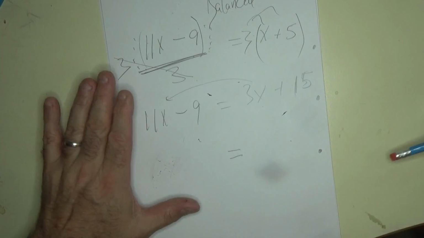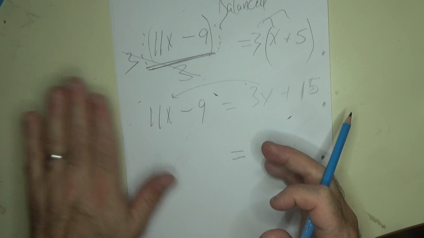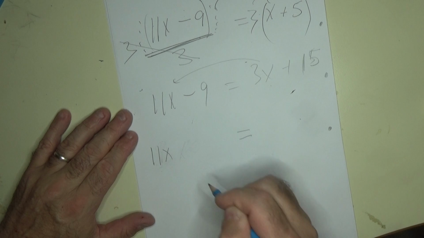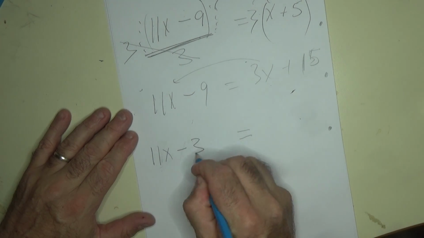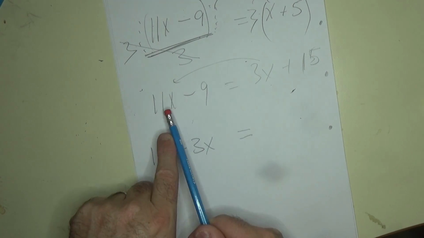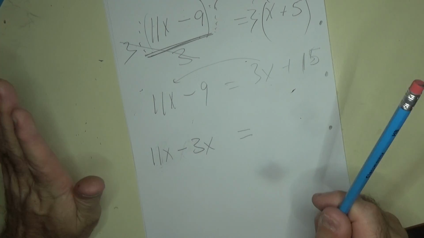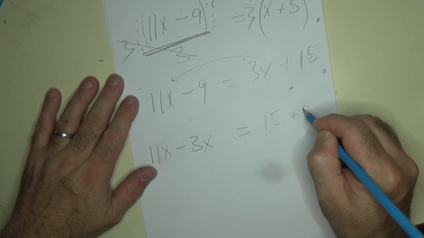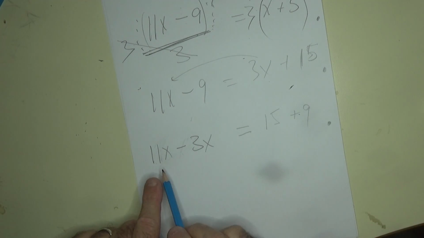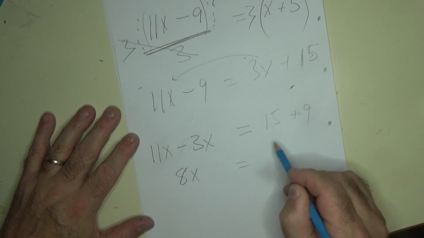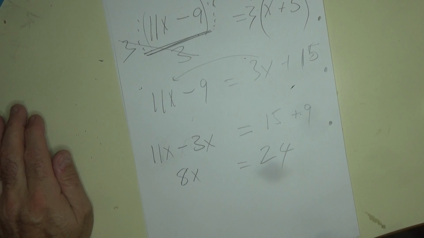I'll do my best to keep the steps as separate as possible so you can learn your maths trade bit by bit. I just automatically did the calculation as well as the algebra. Now I shouldn't, because you're learning. In the same way, I want to move my negative 9 to make it plus 9, but I shouldn't calculate until after. Now 11x take 3x is 8x, and 15 and 9 is 24.